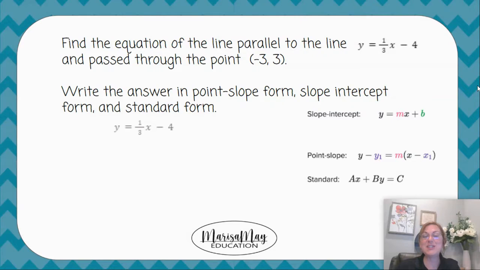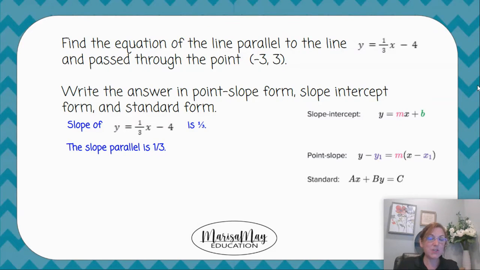The first thing we need to do is to look at this equation of the line y = 1/3 x - 4, and we need the slope. Since this equation is already solved for y, we need to look in front of the x here to find the slope. So we can determine that the slope of this line is 1/3. Now, because we are looking for a parallel line, we're going to use the exact same slope. So the slope we're going to be using is 1/3.